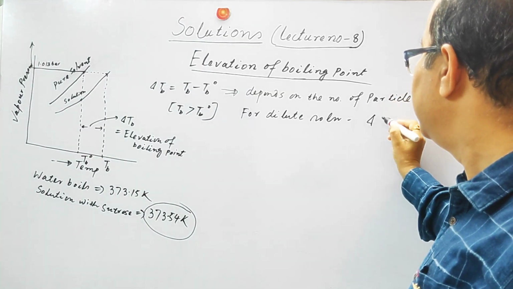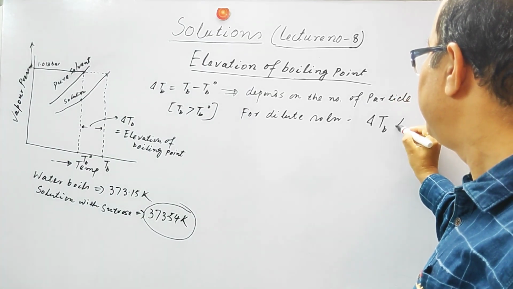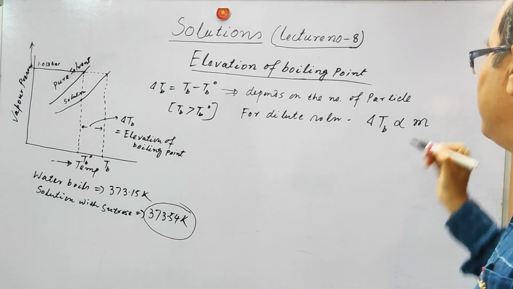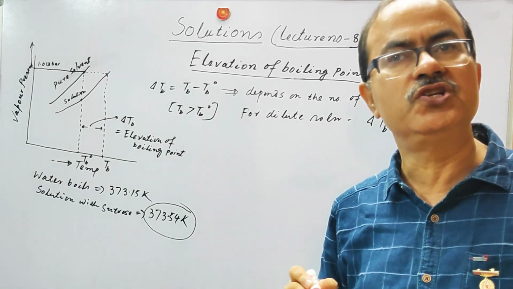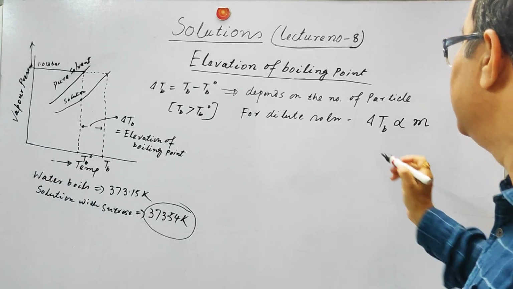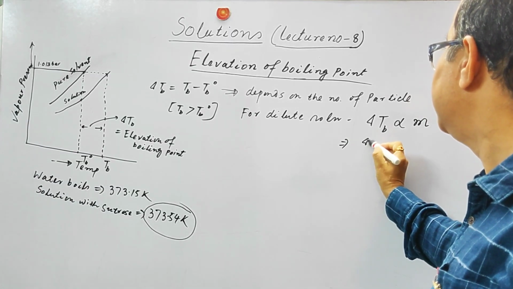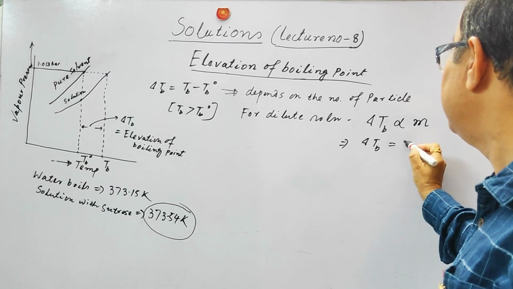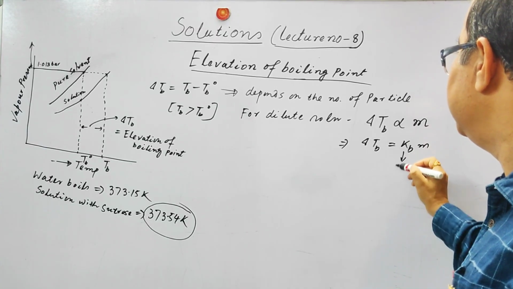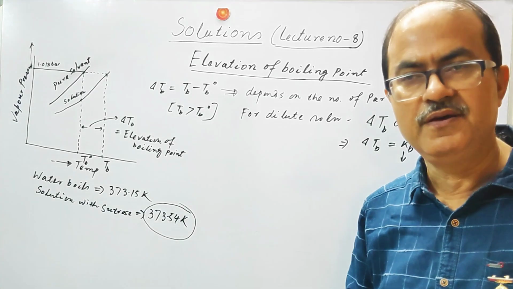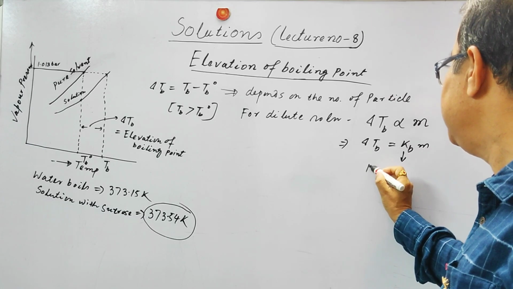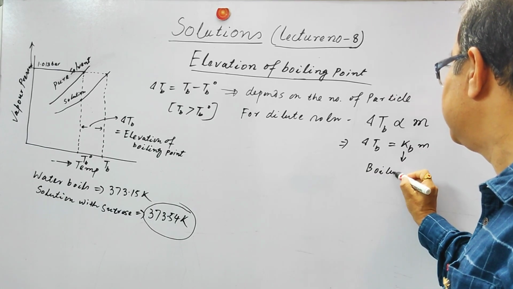It is observed the elevation of the boiling point is directly proportional to the molar concentration of the solutes, or we can say molality of the solutions. So we can write delta Tb is equal to Kb into m, and Kb is a constant that comes in this equation. It can be called the boiling point elevation constant.